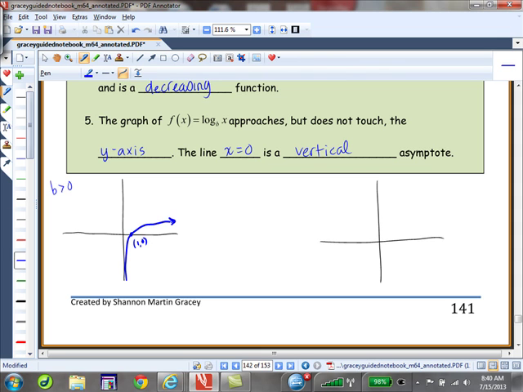And then if b is between 0 and 1, you're still going to have a point at (1, 0). But the graph is going to go like this. Something like that.